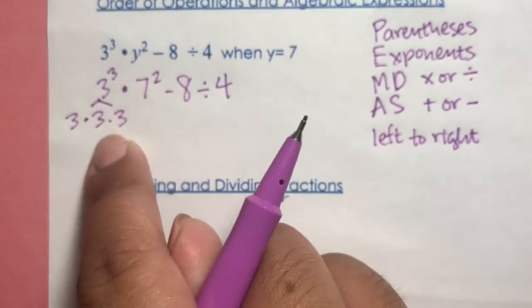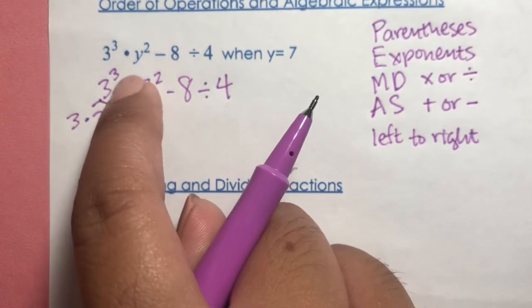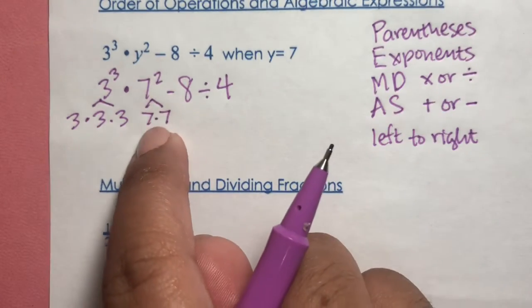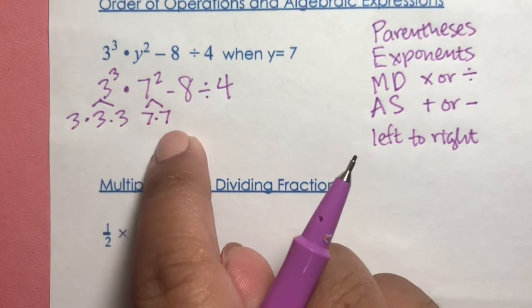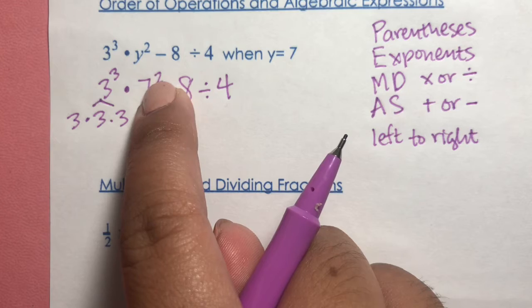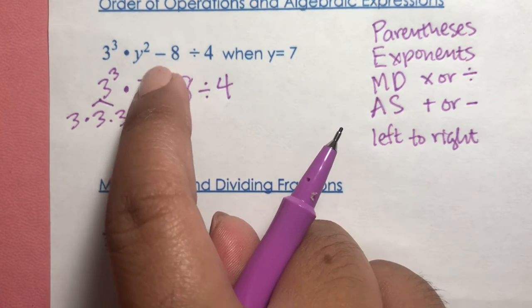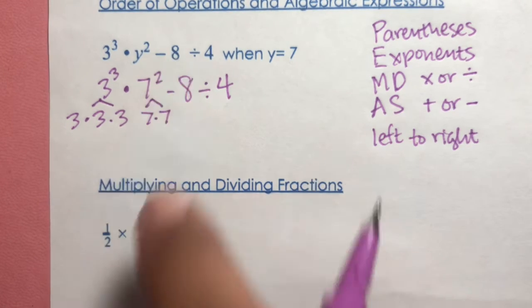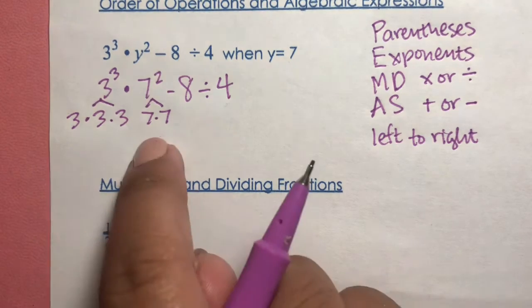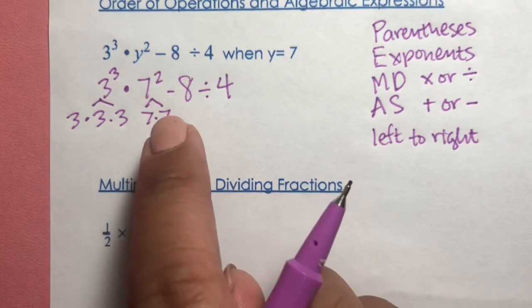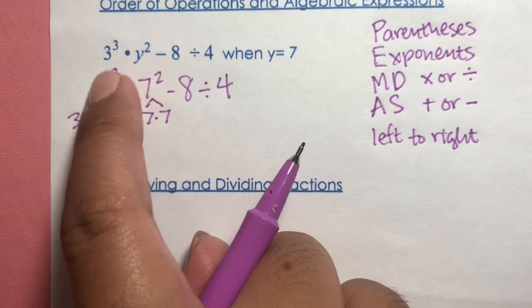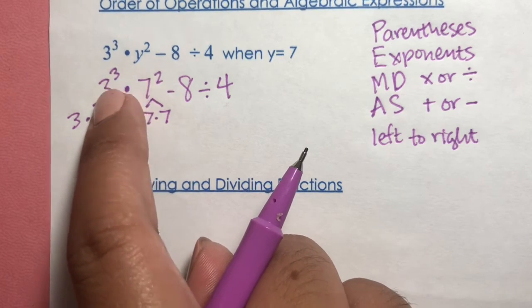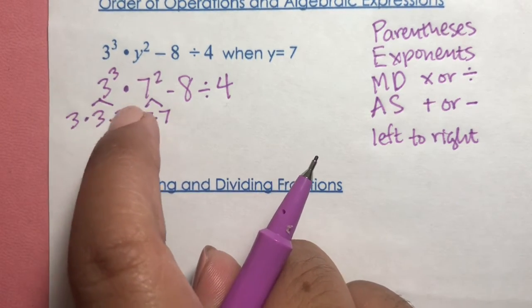So it's 3 multiplied by 3 multiplied by 3. It's 3 repeating 3 times. And for 7 to the second power, it's 7 times 7, not 7 times 2. Okay, when you see "to the second power," it's not multiply that number by 2. You're repeating that number twice. So it's 7 times 7. And the same thing here: you're repeating 3 times. So 3 times 3 times 3.